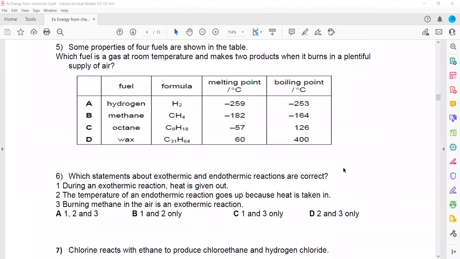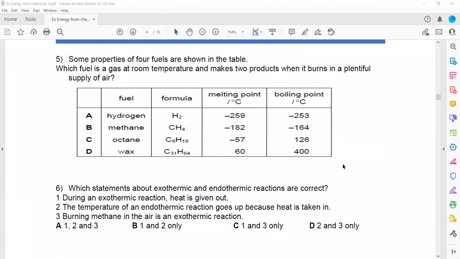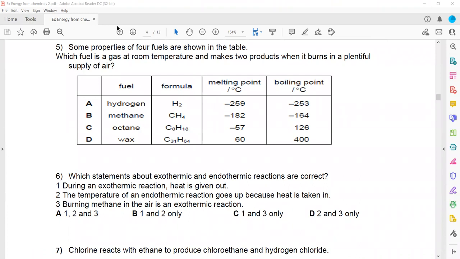Okay, another question. Some properties of four fuels are shown. There are four fuels. Hydrogen is there, methane is there, octane is there, and wax. The question is, which fuel is a gas at room temperature and makes two products when we burn?